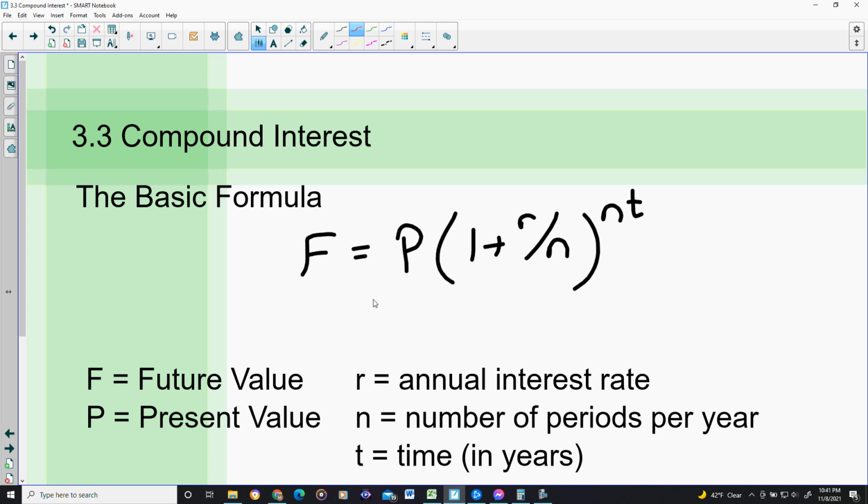And then you have this n. What n represents is the number of periods per year in which interest is calculated. Just a quick explanation of n again for those of you that don't quite remember. Like if you were to take a bank account, and let's say in a bank account you get 5% per year, right?